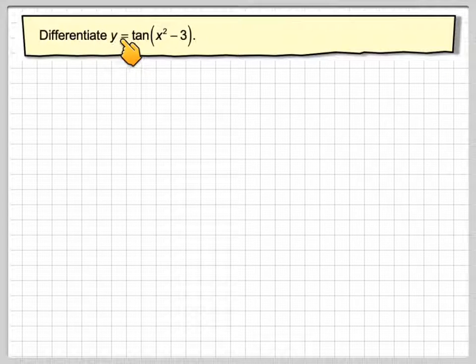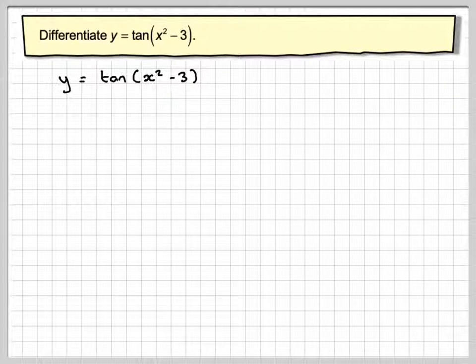So in this video, we're going to differentiate y is equal to tan of x squared minus 3. So we've got y is equal to tan of x squared minus 3, using the chain rule.